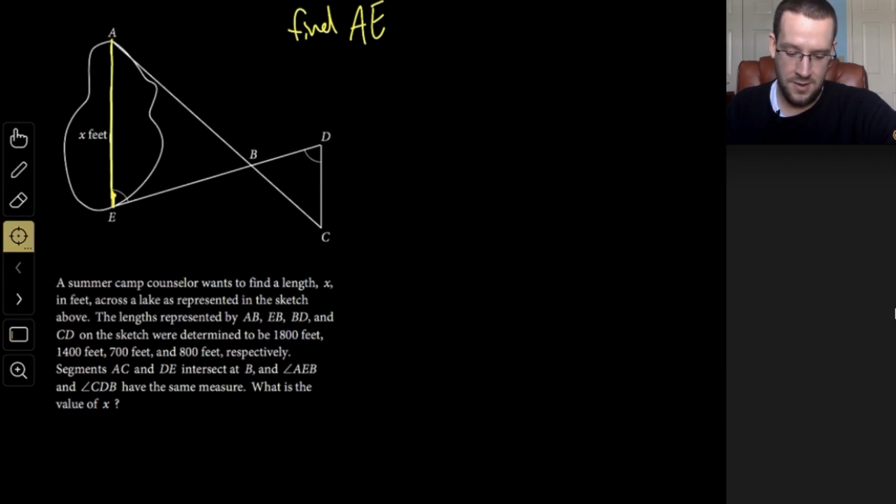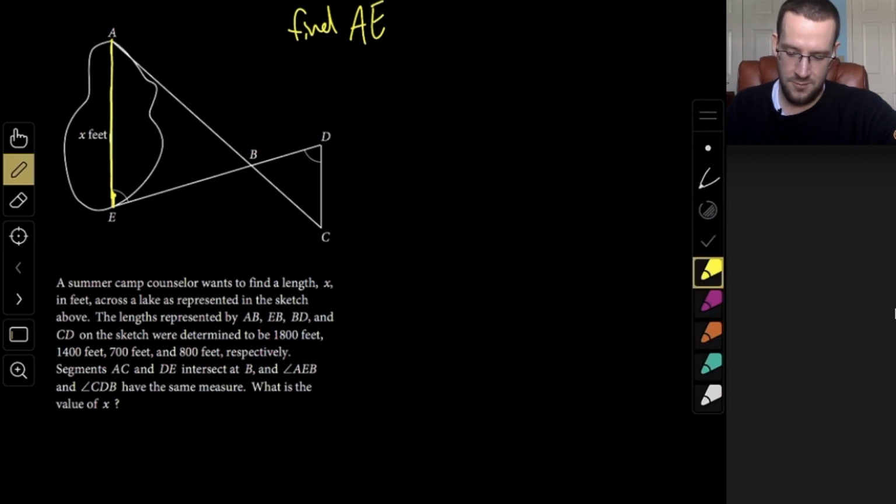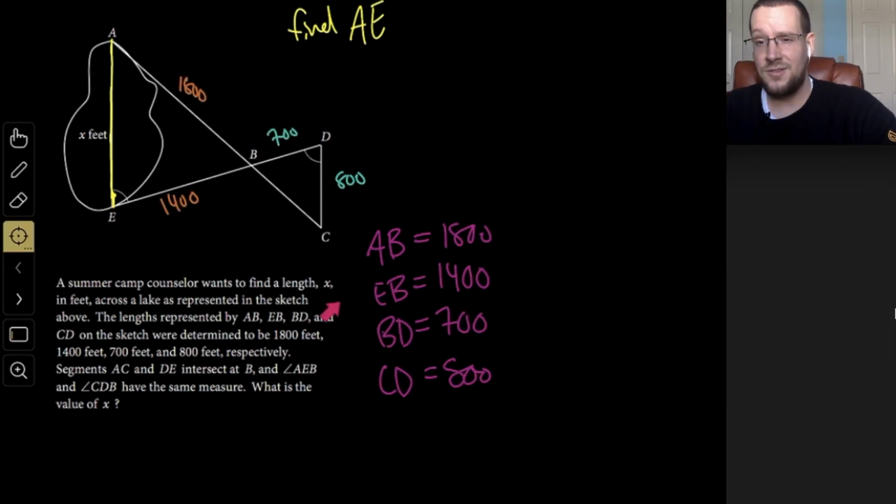And I'll read. It says, a summer camp counselor wants to find length x in feet across this lake represented by the sketch above. So this thing is this lake. We have these 4 bits on the sketch, and they correspond to these values. So right away, I'm just going to put these ahead. As you can see, I just wrote out what my values were here, and then went up and wrote what I have.